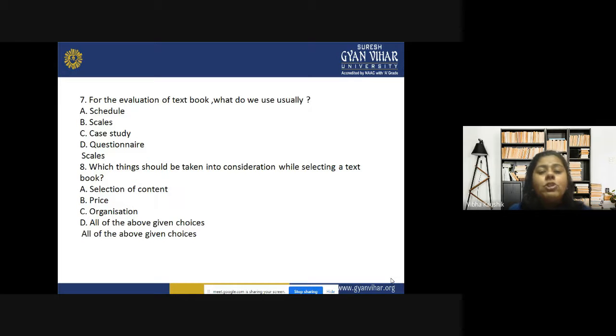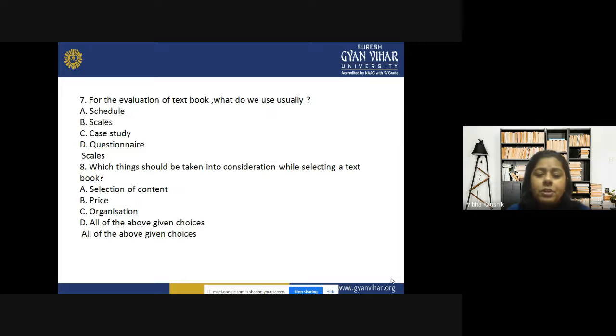For the evaluation of a textbook, what do we usually use? A, schedule, B, scales, C, case study, or D, questionnaire. Now these are the options A, B, C, D. Now you have to select the correct one, and the correct one will be option B, that is, for the evaluation of a textbook, we have to use scales.